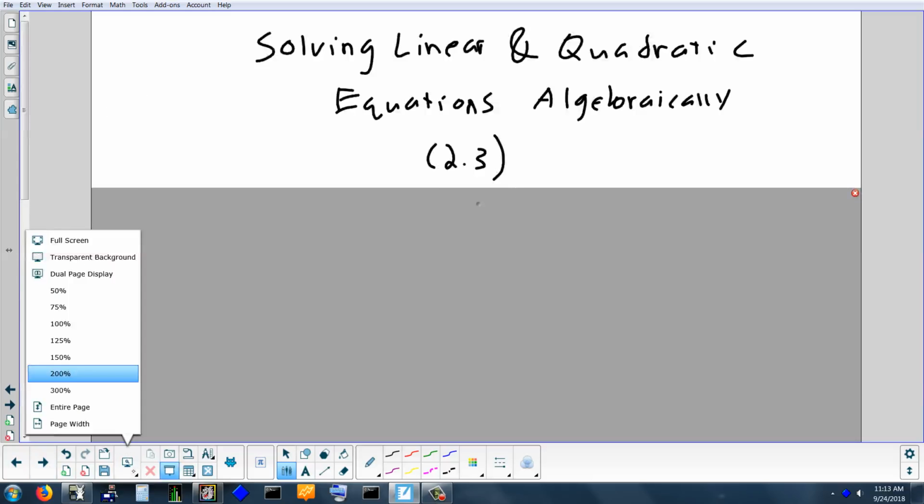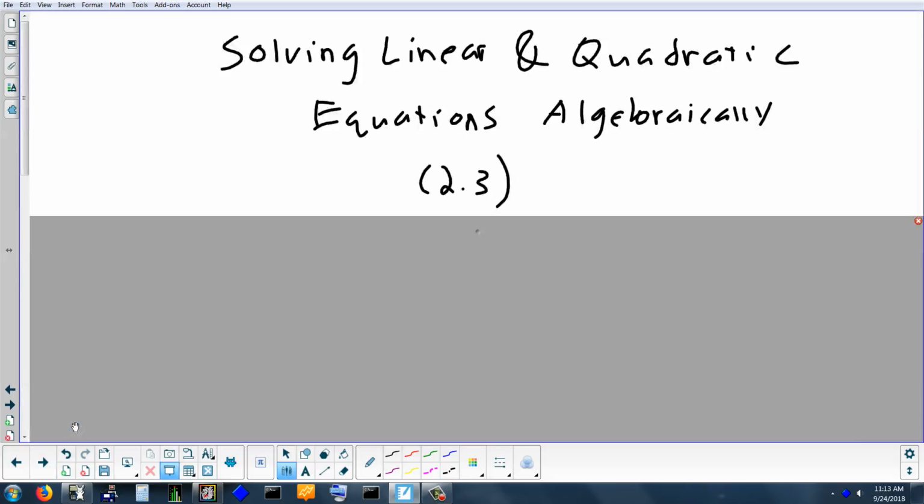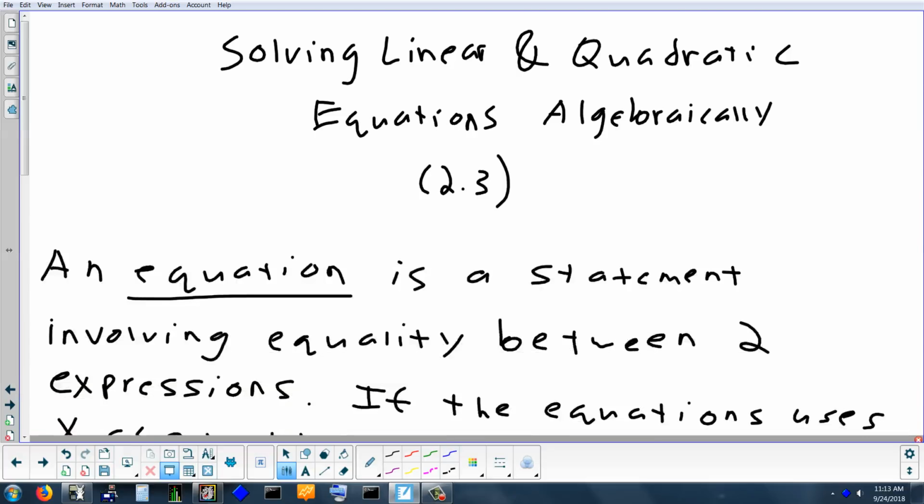All right. So section 2.3. Title says pretty much what we're doing. We're looking at solving linear and quadratic equations algebraically. So we're not going to use the graphing calculator as much here. We did a little bit with break even, but we won't need it as much here.